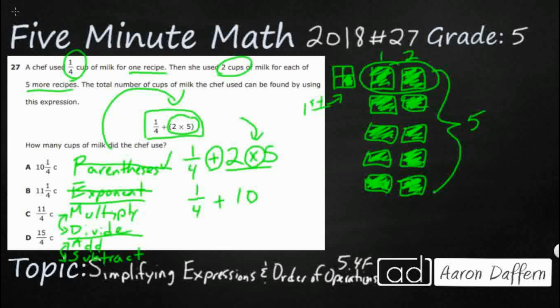And so take a look at how many I have. I've got 1, 2, let me just write these, 3, 4, 5, 6, 7, 8. Here's my 10 wholes, and I've got my 1/4 right there. So guess what? This is just going to turn into a mixed number. We're going to make it 10 and 1/4. And so my answer here is going to be A.